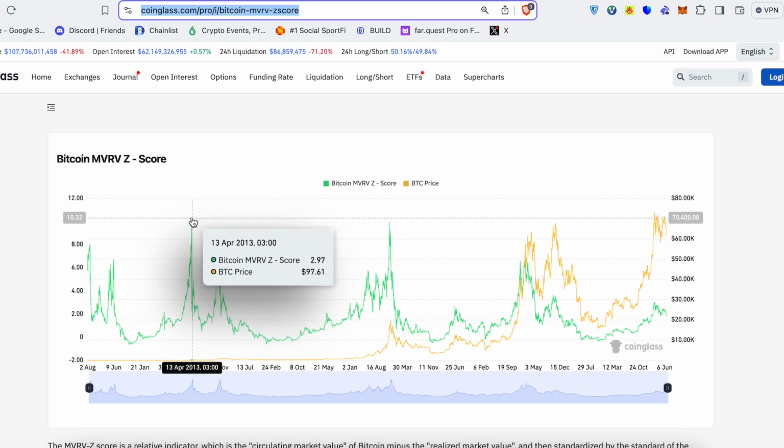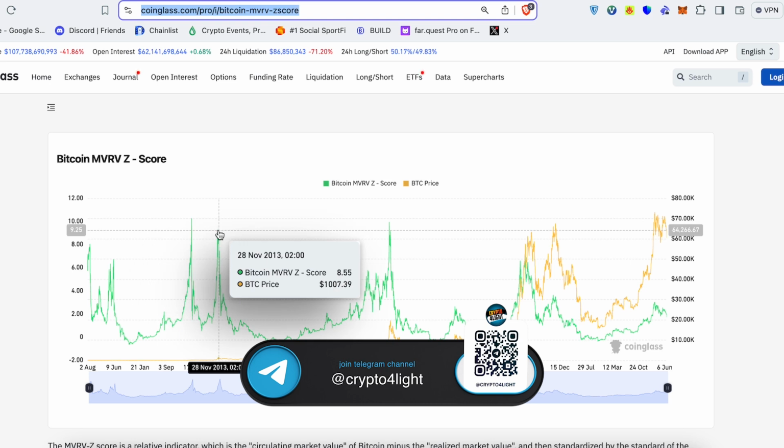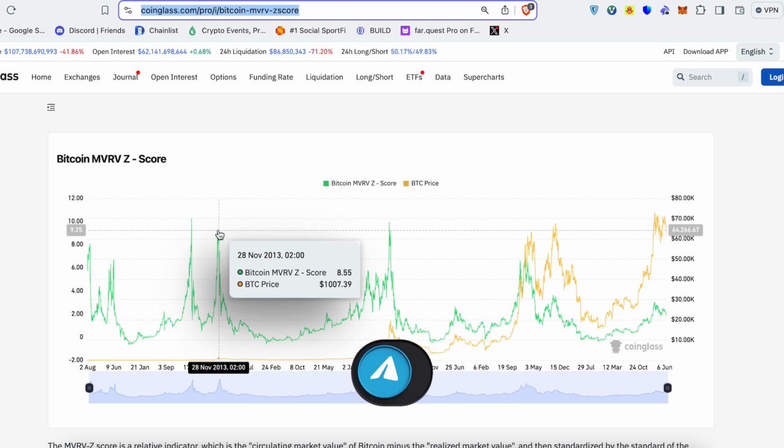The all-time high, $97 for Bitcoin. Yes, it's hard to believe, but yes, we had prices like this for Bitcoin just 10 years ago. Then we got a lower point, like 8.55 on the MVRV Z-Score, and the price for Bitcoin was 1,000.